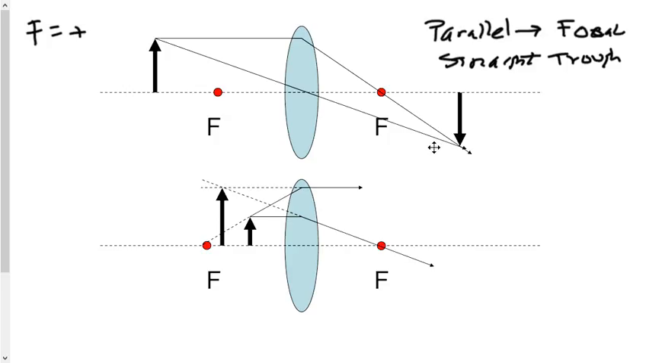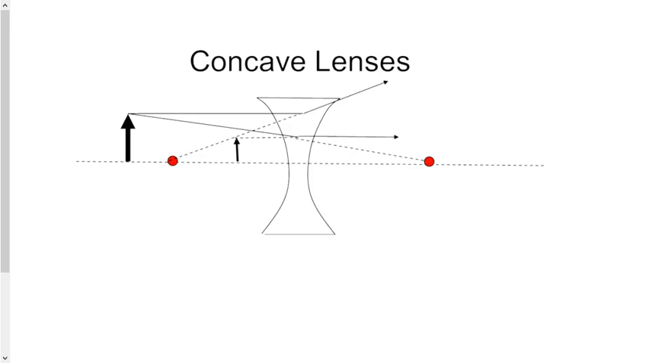So hopefully these keywords are going to help. So again, up, parallel, parallel, focal, and then from before we're going parallel, focal, and then straight through. Let's see what else we can do here. So if we go to the concave, remember that focal length for these guys is negative. So make sure you're recording that. So let's see if we can get a pattern to this.